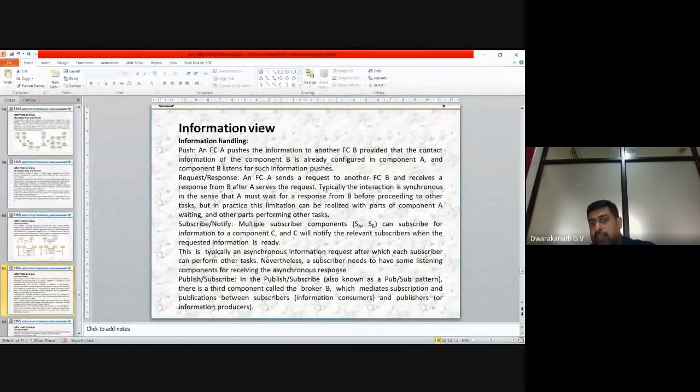So nevertheless, a subscriber needs to have some listening component for receiving the asynchronous response. That means a listening component should be there always. This is very much important. A separate, I can say, transmitting and receiving. Transmitter or receiver plays a very important role. So one receiver should be there as an antenna. It can listen to other things also.